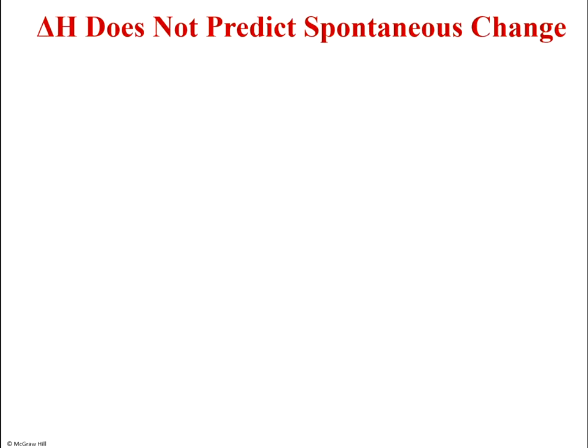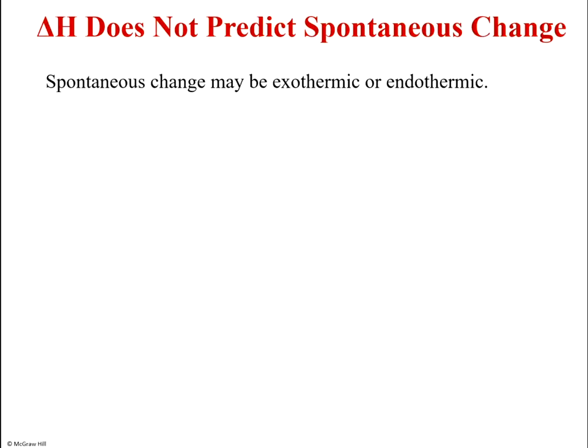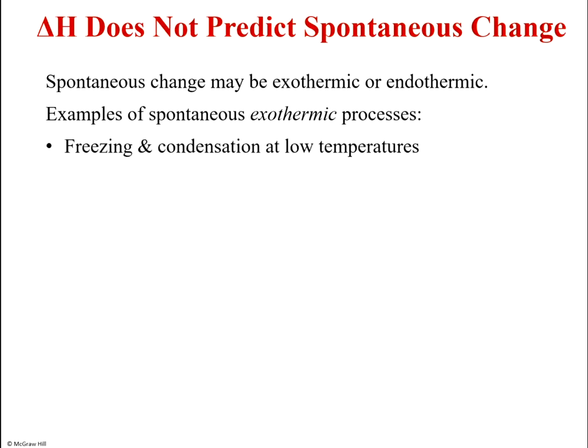What does that mean to us? Well, we know enthalpy can be positive or negative in a chemical reaction. So we can have spontaneous reactions that are both exothermic or endothermic. So we have a number of exothermic processes that we know are spontaneous. At low temperature, a substance will freeze, or a vapor will condense, or a vapor can deposit as a solid, spontaneously.